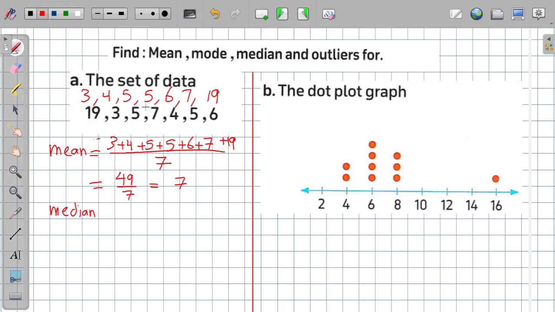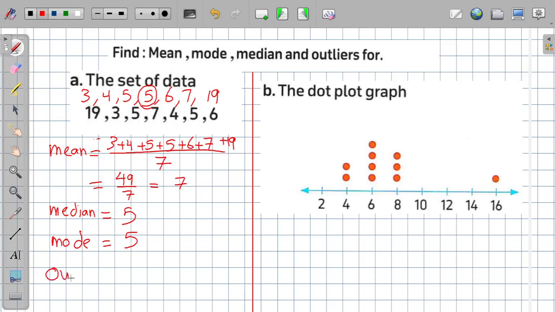So I think the fourth value will be the median. So I have 5. So the median will be 5. Next, I have the mode. The mode here is the value that occurs most often. So I have 5 repeated 2 times. So I will say mode equals 5.